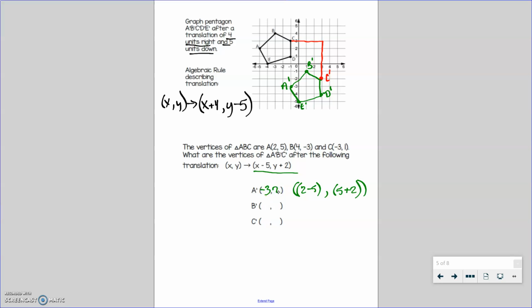Okay, next I'm going to do the same thing. 4 minus 5 and negative 3 plus 2. So 4 minus 5 gives us negative 1, and negative 3 plus 2 gives us negative 1. Then I take the last one, which is negative 3 minus 5 and 1 plus 2, which gives us negative 8 and 3. So now you're going to go ahead and complete your assignment.